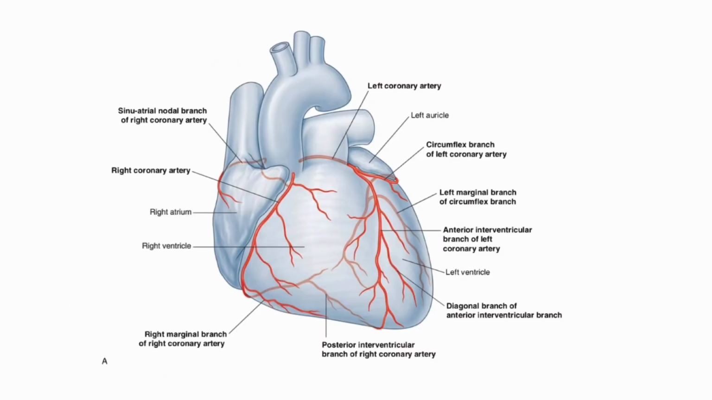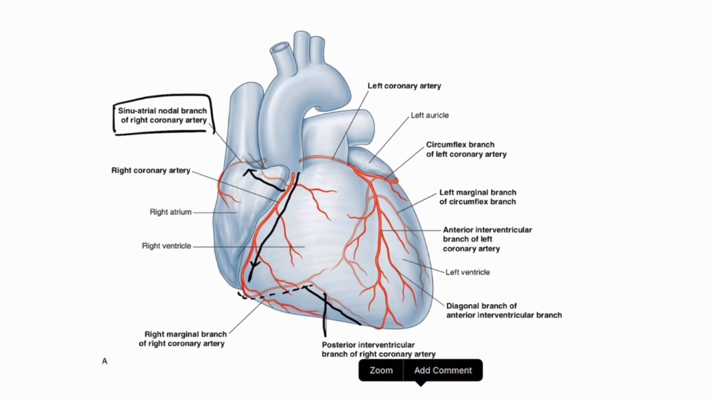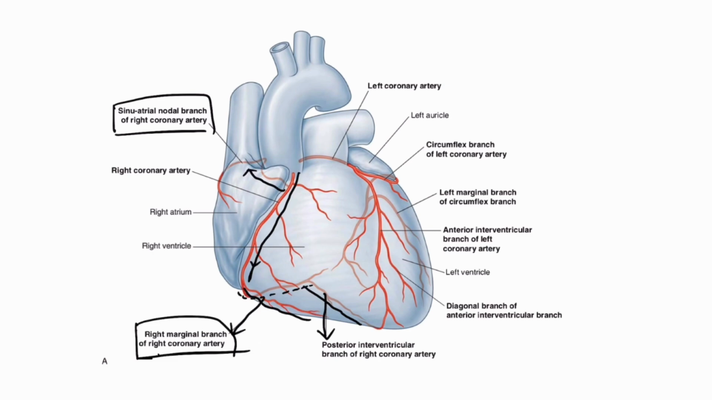Now let us look at all the arteries in the diagram. This is the right coronary artery here, and this gives rise to the SA nodal branch. This is the SA nodal branch here, and this is descending down. This right coronary artery descends and turns posteriorly and gives rise to the posterior interventricular artery. This is the posterior interventricular artery here, and this also gives rise to the right marginal branch. This is the right marginal branch here, and we also have the left coronary artery. This is the left coronary artery here.